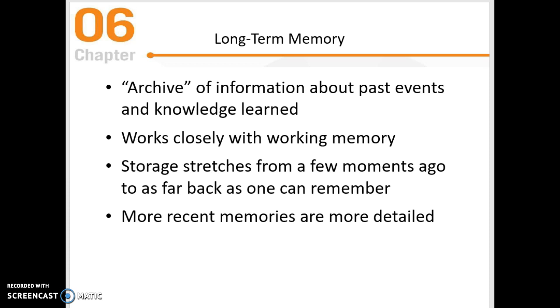Storage can stretch back just from a few minutes ago, and it can go as far back as your 5th birthday party. We're going to look at what that looks like on a timeline. And of course, research has shown us that more recent memories are more detailed, so we can recall more aspects of recent memories.